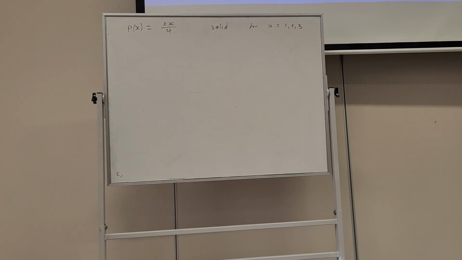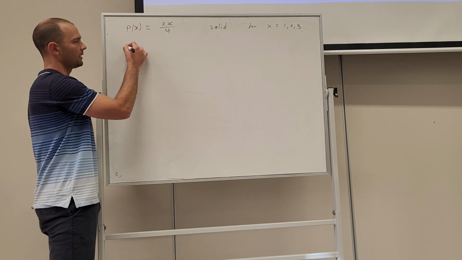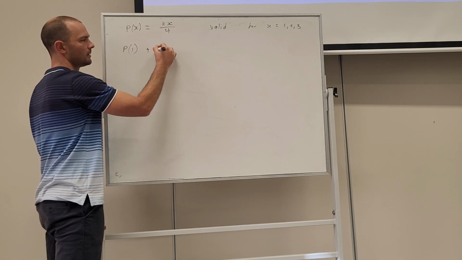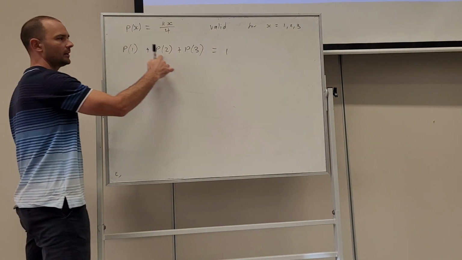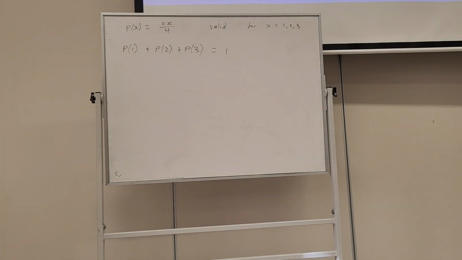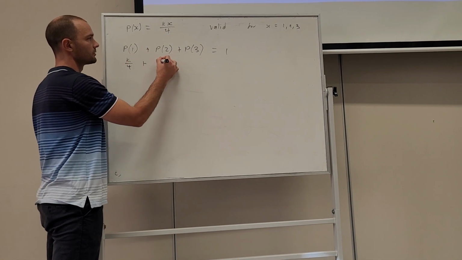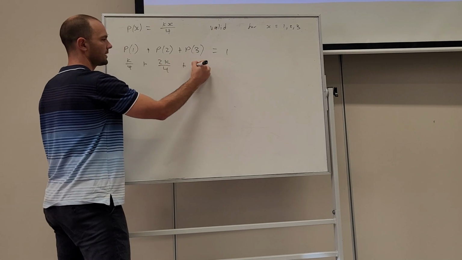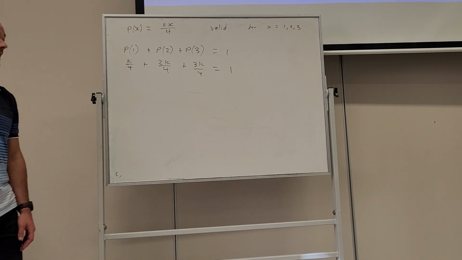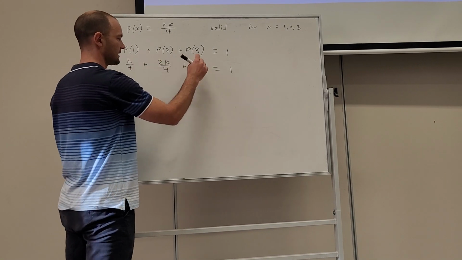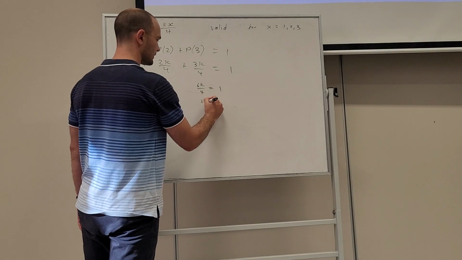Now, because it's valid, it means all of the probabilities add up to 1. So when we put in x is 1, we have p of 1, plus p of 2, plus p of 3. That's going to add up to 1. Each probability will add together to 1. So we'll put those numbers in here. We would have k on 4, plus 2k on 4, plus 3k on 4, equals 1. And we're just solving through for k. So that's k plus 2k plus 3k, 6k on 4. Times by 4 and divide by 6.